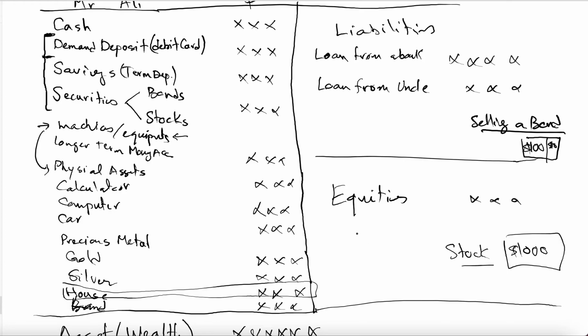So stock is an equity, but bond is a liability. So liabilities increase by selling the bond. Equities are increasing through selling the stock shares. I hope that you understand this.